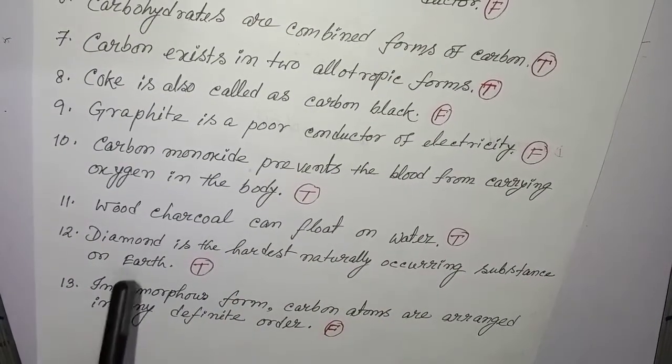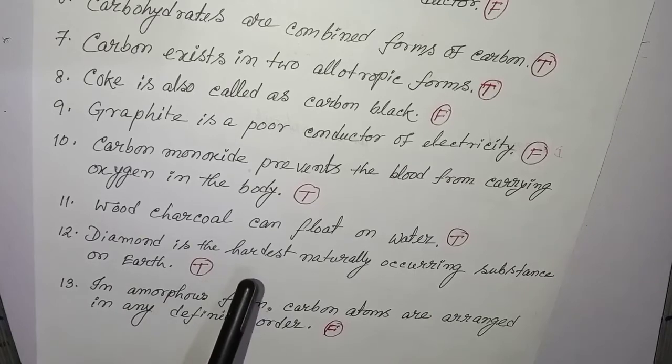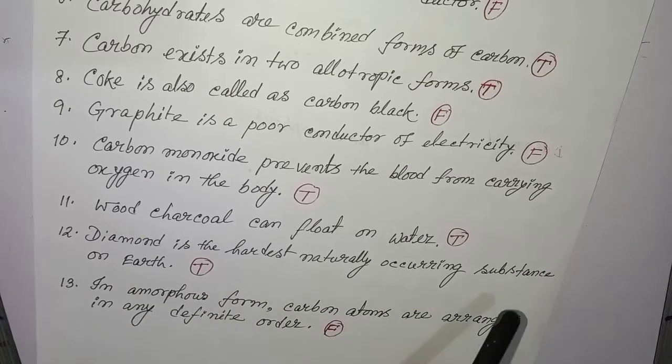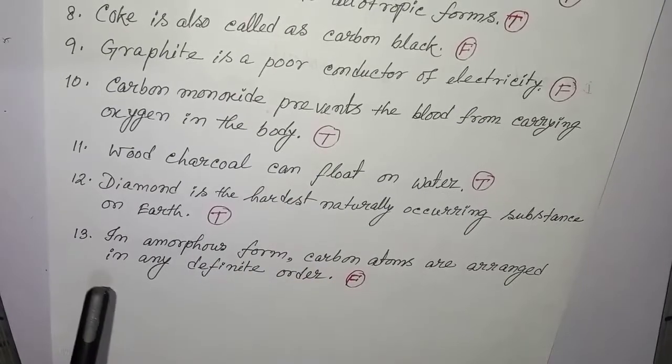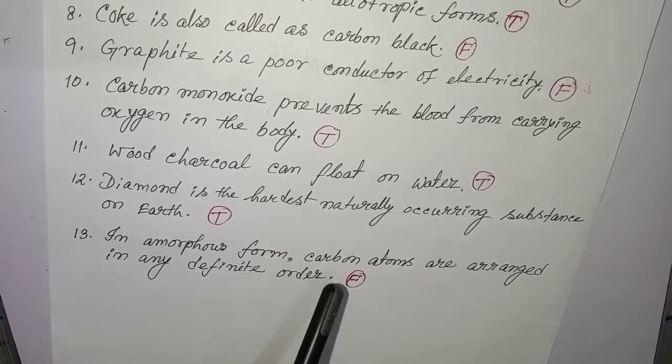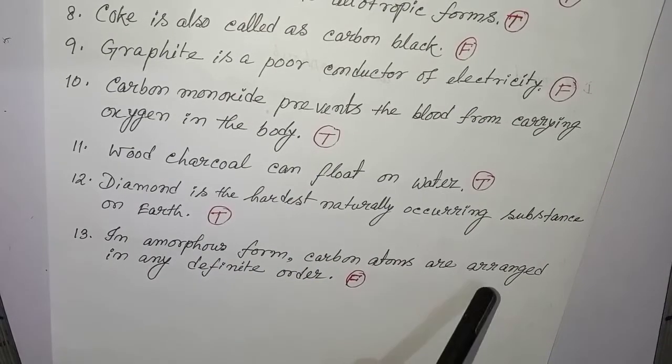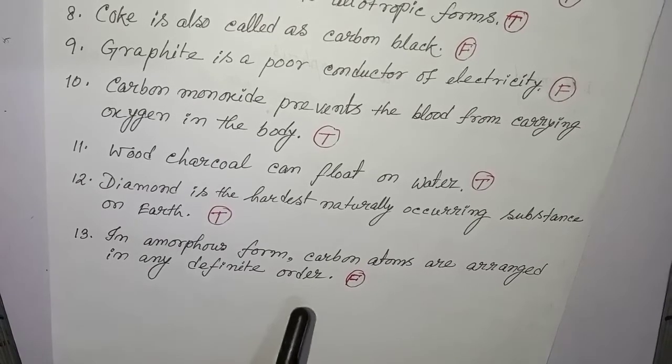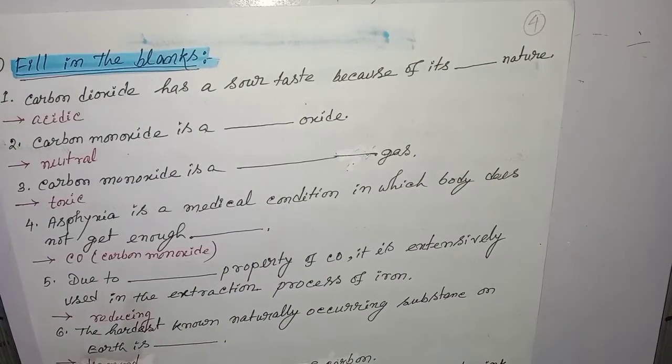True. Diamond is the hardest naturally occurring substance on Earth. True. In amorphous form, carbon atoms are arranged in any definite order. False. Next item, fill in the blanks.